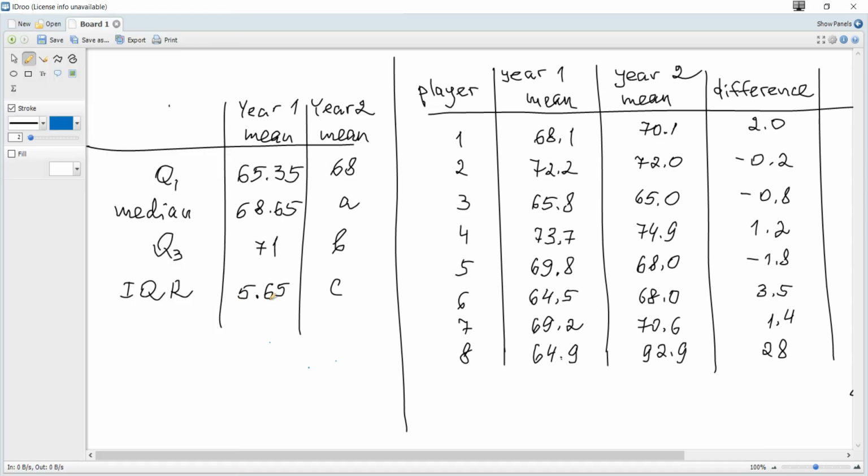So we get the next, that A is 70.35, B is 73.45, and C is 5.45. The next, B. By comparing the results for both years, summarized in table 2, state one conclusion in context that Valia might be justified in making. 1 mark.